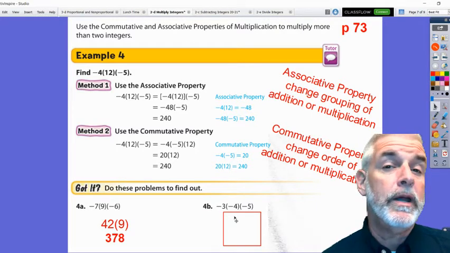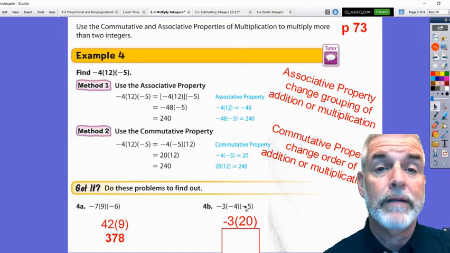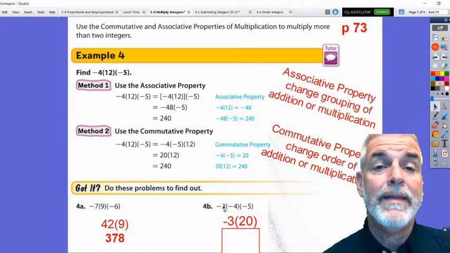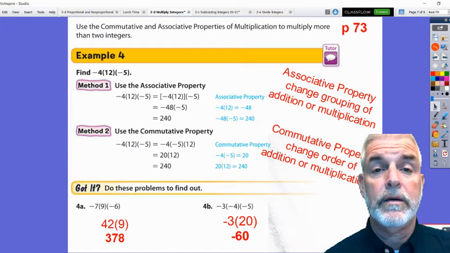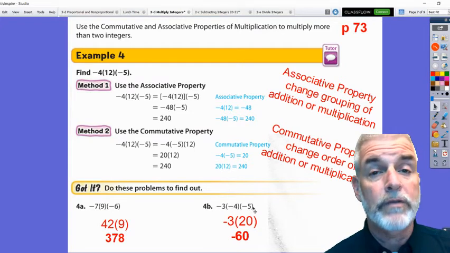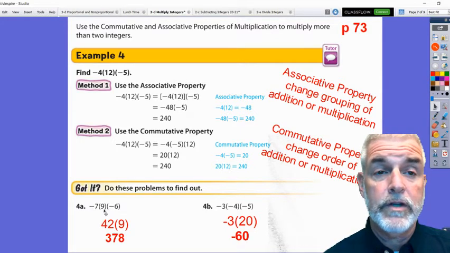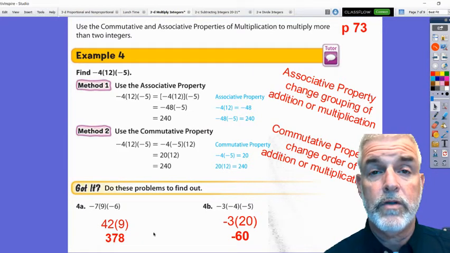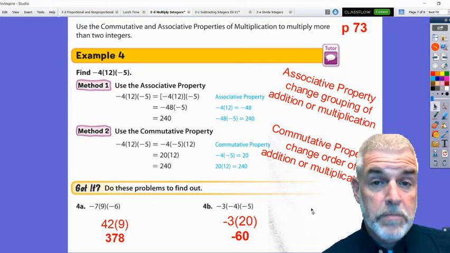My strategy on this one is to do the 4 times 5 first, because that gives me 20, which is an easy number to multiply by, right? So positive 20, and then that times -3, and that gives me an answer of -60. And you could have done it the other way. -3 times -4 is 12, and 12 times -5 is -60. Perfectly fine. Or over here, if you did 7 times 9 first, I got 63, and 63 times 6 also will give you this. Just different approaches to solve these problems.